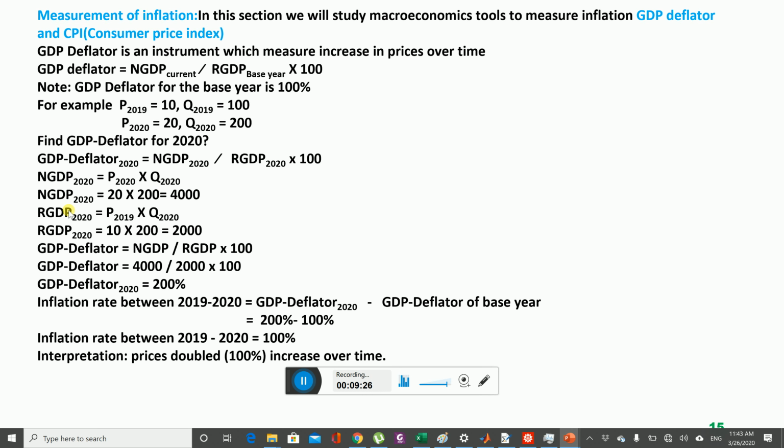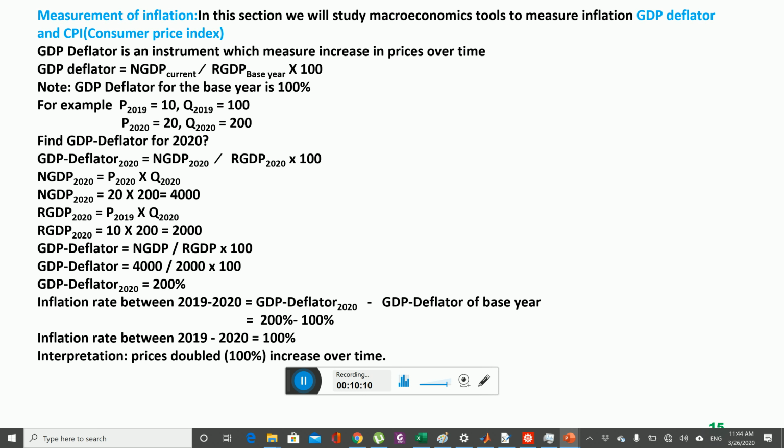Now we are computing real GDP, and again, as we studied in the previous lesson, real GDP is the GDP that we compute at a constant set of prices. We are assuming that price does not change over time. We will use the price of the base year. Here we have base year 2019. So real GDP uses the base year price, 2019, and the current quantity, 2020. The price of the marker in 2019 was 10 and the current quantity of markers in 2020 is 200. When we multiply, we find the $2,000 billion GDP.